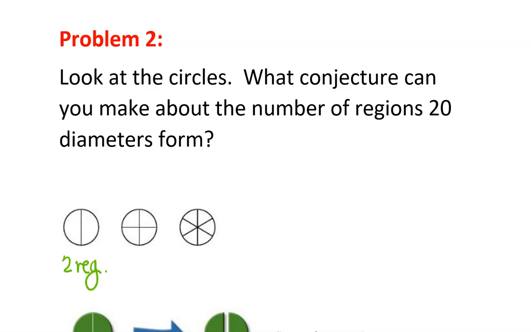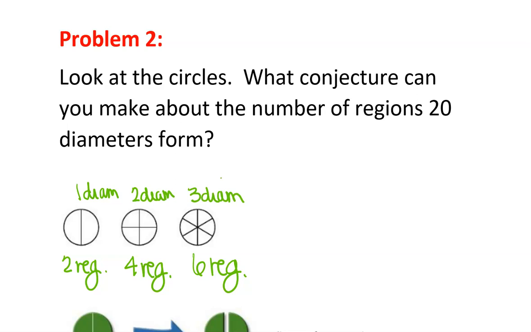The next circle, they're splitting it into 4 regions. The next one, they're splitting into 6 regions. Okay, so, and we're looking at how many diameters as well. So this one has 1 diameter. This one would have 2 diameters. And then 3 diameters. So make sure you look at how many regions there are along with how many diameters there were. So let's look to see if we can find a pattern between diameter and region.